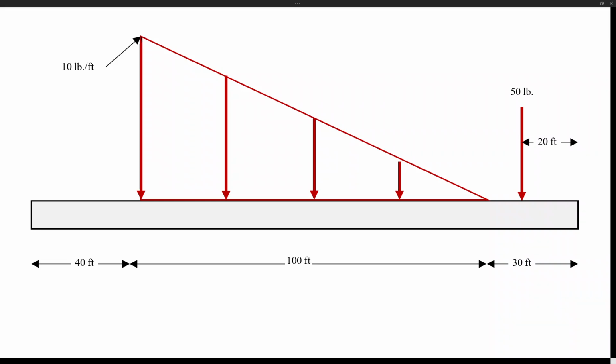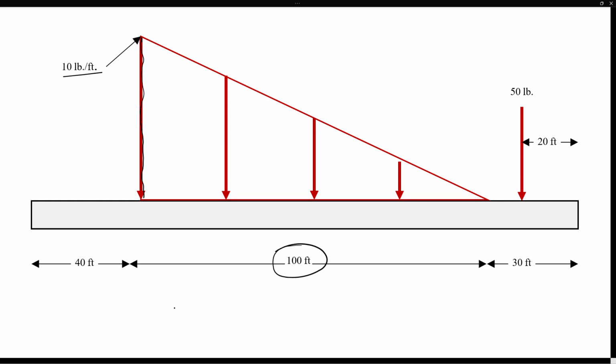Resultant from non-uniformly distributed load. So generally it is expressed by a triangle, and you are given the height of the triangle in terms of the load per unit length, in this case 10 pound per feet, something like that, and you got it over 100 feet of that non-uniform load.